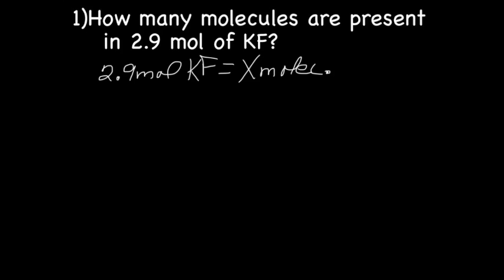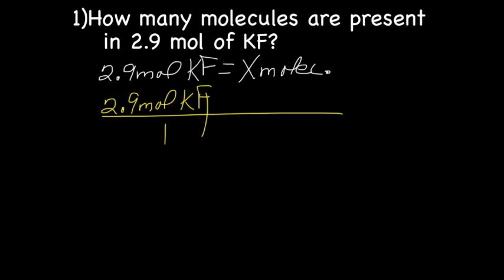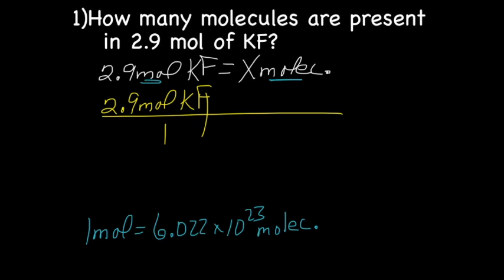Okay, so next we're going to set up the grid. And in the grid, we're going to put our known, which is 2.9 mole KF over 1. All right, now we need to find our equality. We have moles and molecules, so the equality is the only one we're using today, which is 1 mole equals 6.022 times 10 to the 23rd molecules. Okay. And when I go to put this in the equality, I'm going to put this time moles at the bottom because we have moles in the top up here. And on the top we'll go 6.022 times 10 to the 23rd atoms.